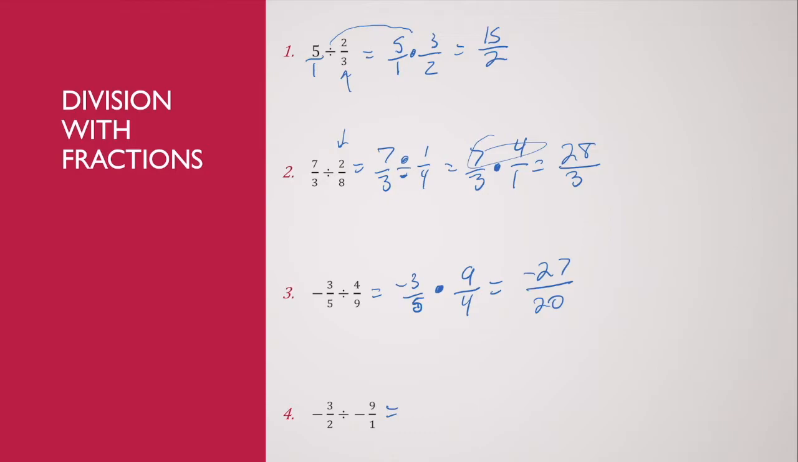Here, I keep my first fraction the same. I change from division to multiplication, and I flip the second fraction. I've got 2 negatives, so my product's going to be positive. 3 times 1 is 3. 2 times 9 is 18. 3 and 18 both have a factor of 3 in common. That gives me 1/6.